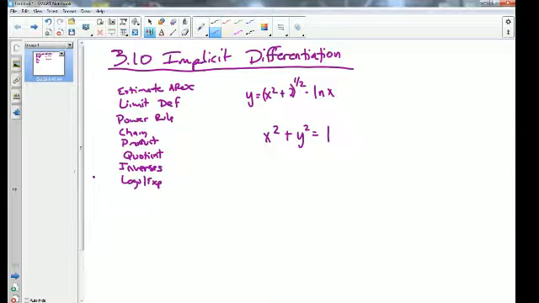Product rule. Is there a product in there? No, there's not. What shape is that? Circle, isn't it? Circle of radius 1, because that's r squared, right? And it's centered at 0, 0. So in fact, you know and love this as the unit circle.